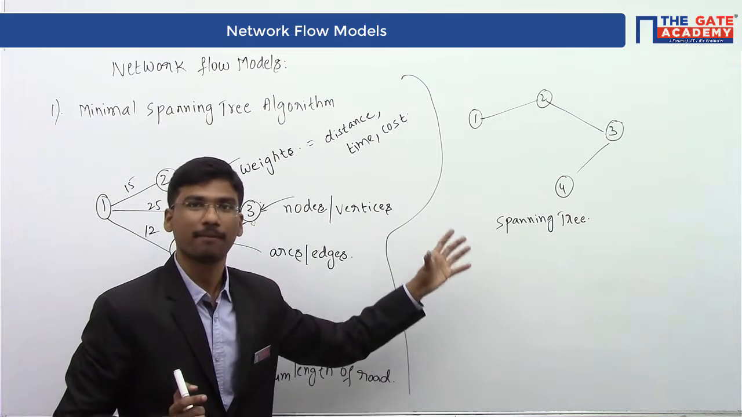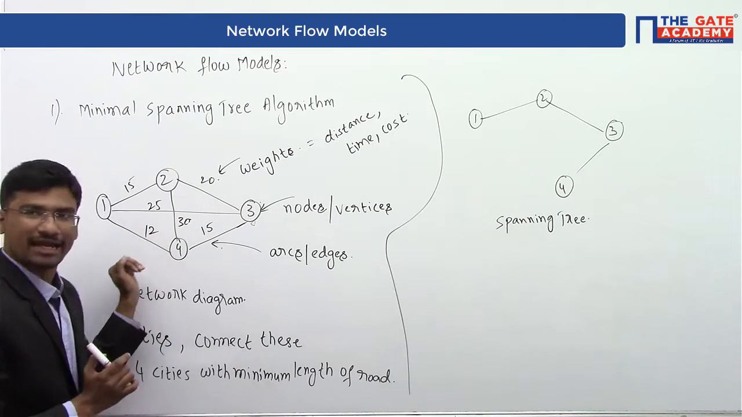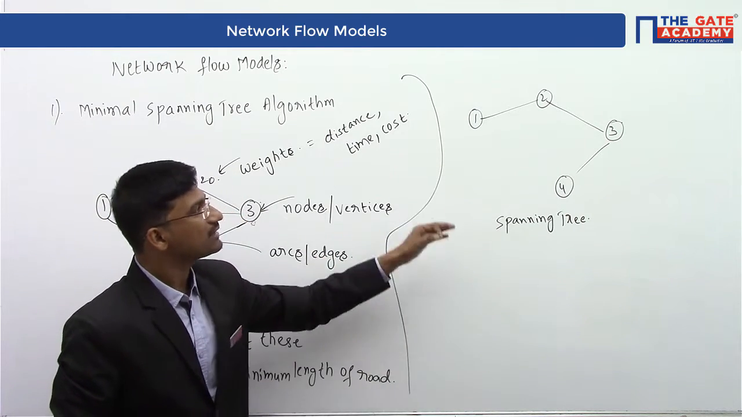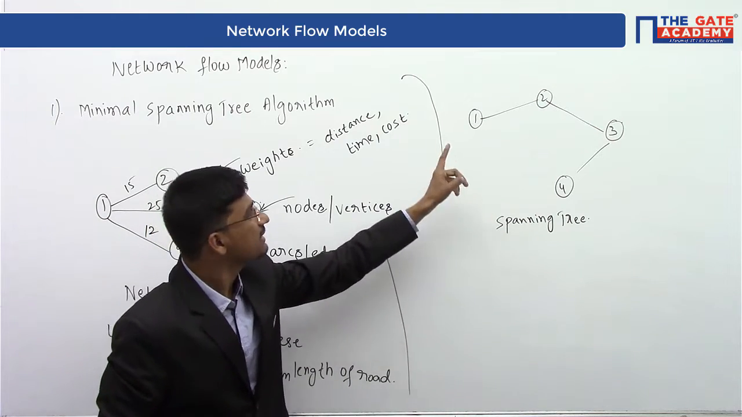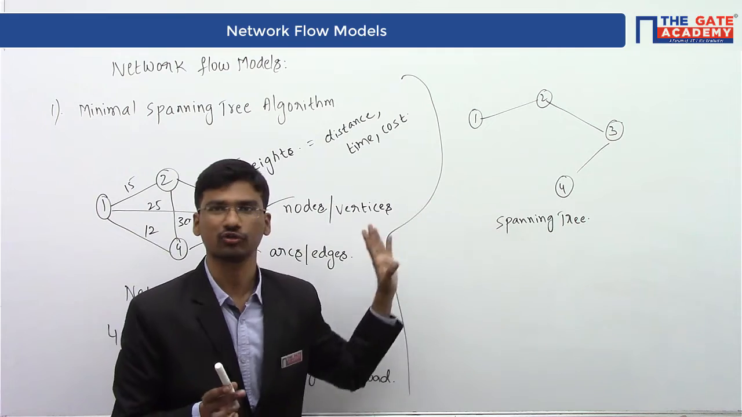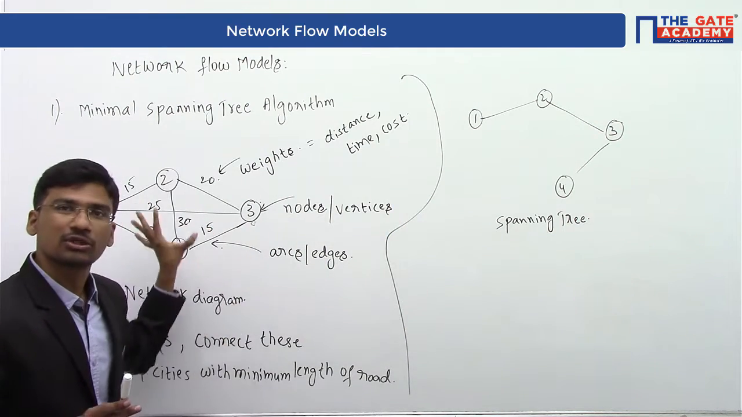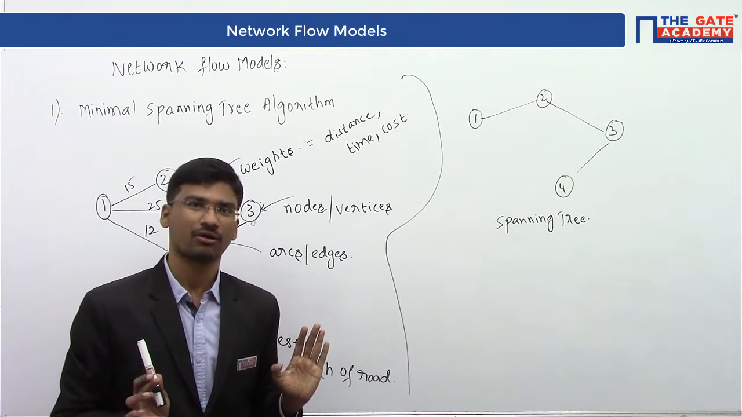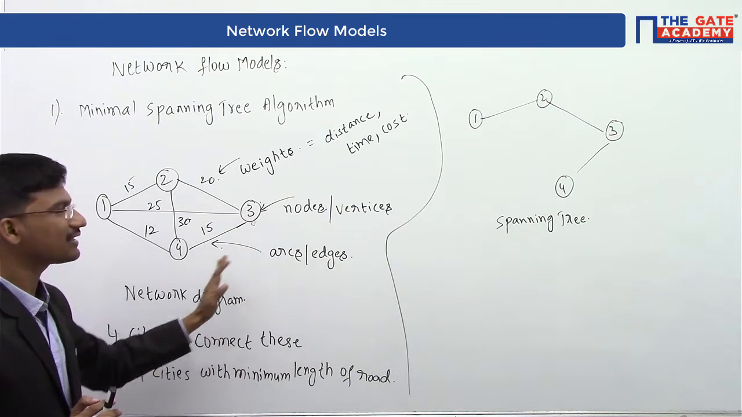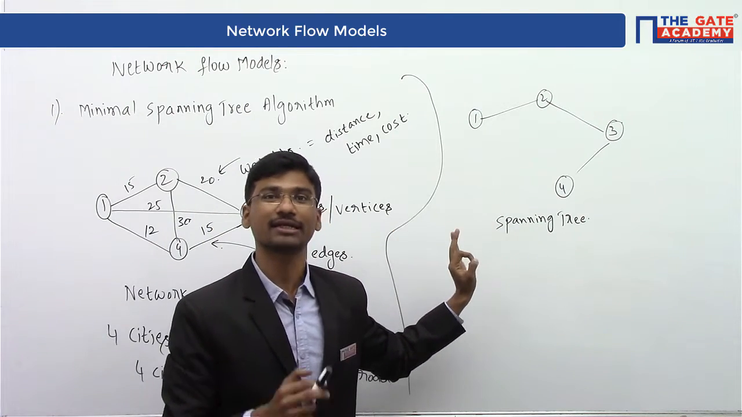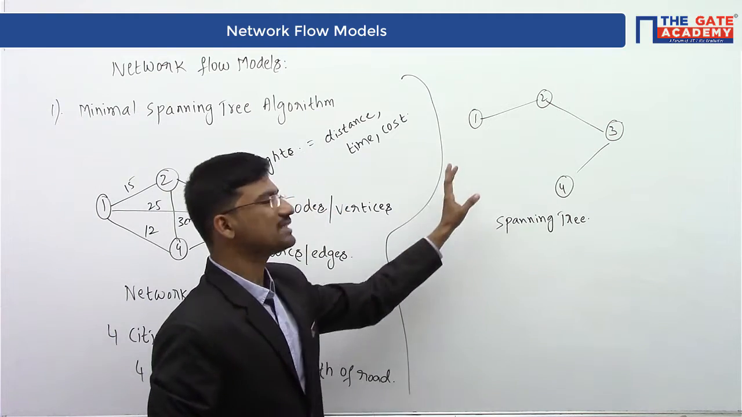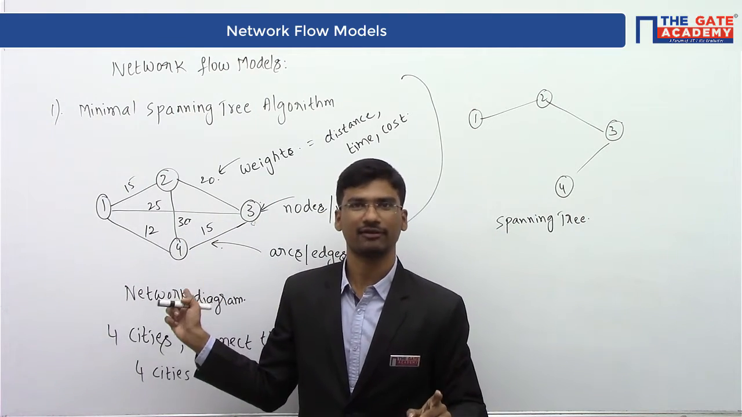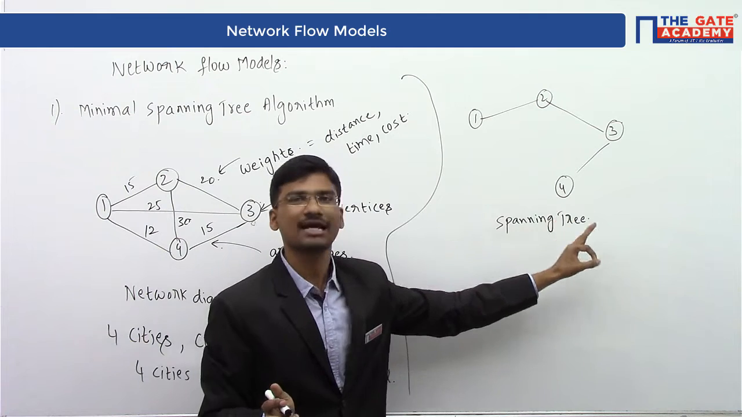We call this a spanning tree because if we look at this network diagram, there are 4 nodes or 4 vertices. If you look at this subset, in this subset also we have 4 nodes. When all the nodes of a given network are present in a tree, we call that tree a spanning tree. So this tree is a spanning tree because it has all the nodes of the given network.